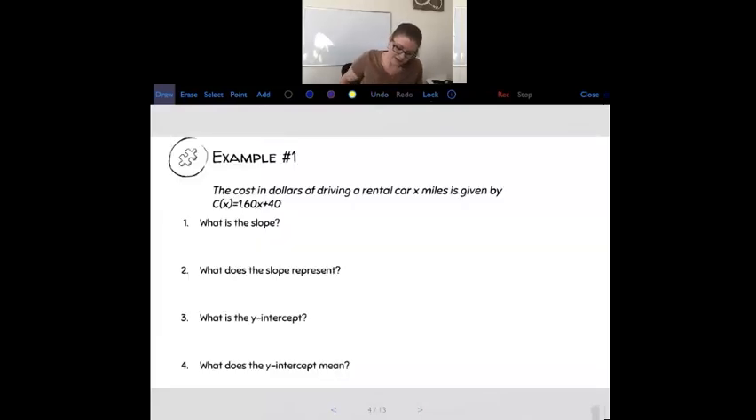Okay. So first example here, the cost in dollars of driving a rental car x miles is given by C of x is equal to 1.60x plus 40. Don't get too tripped up by the C of x. That just means cost is a function of x, or is a function of miles. The important thing here is that C represents cost and x represents number of miles.